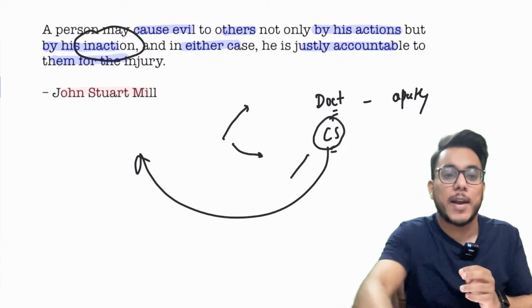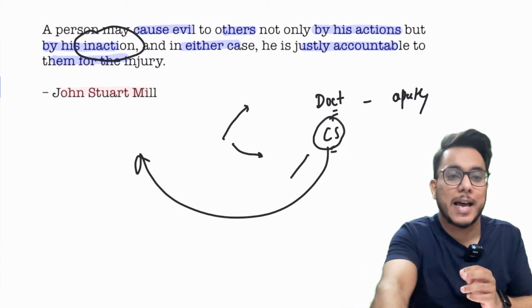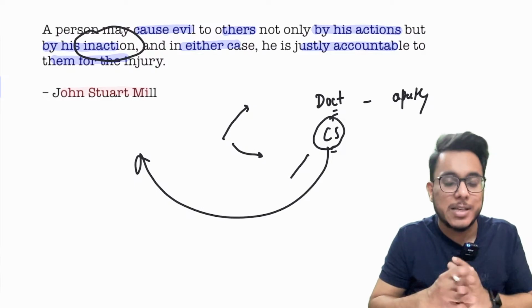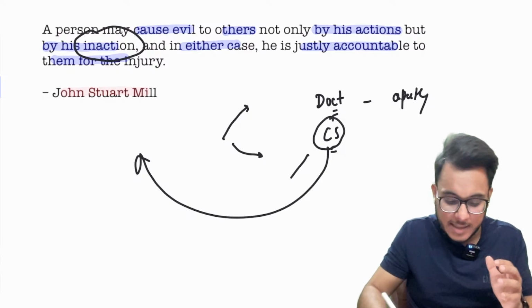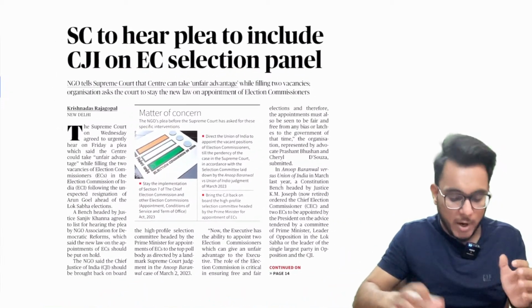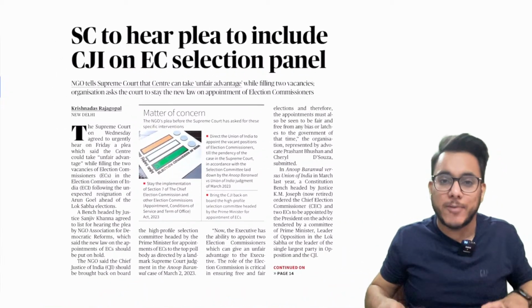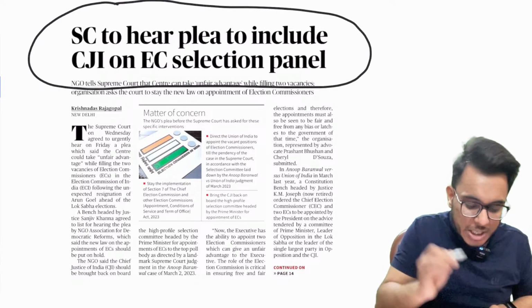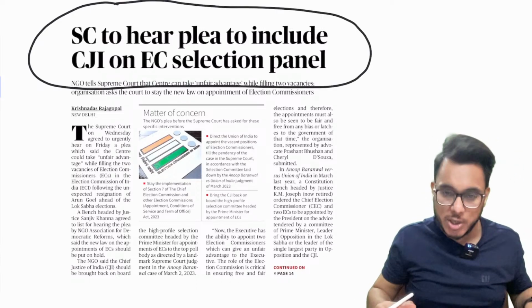You can use this particular idea in GS paper number 2, governance, as well as in ethics and essay. So this is guys all about this, and now let's get started with first article for today. So first article I am taking from page 1. Supreme Court to hear plea to include CJI on Election Commission selection panel.